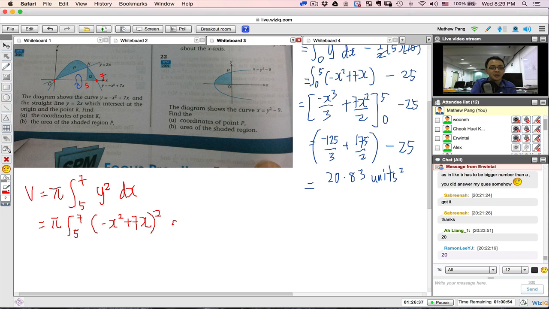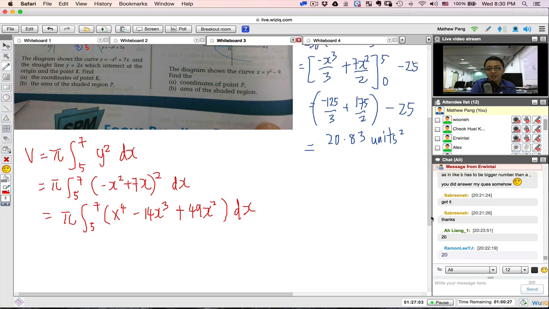Dx. Alright. Then I just start to integrate. When you start to integrate, make sure you don't write the integration symbol and dx anymore. So here, never mind, I integrate later. This one is just giving x power of 4 minus 14x power of 3 plus 49x squared, dx. Then only I will start to do the integration here.